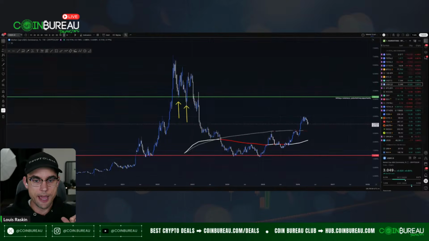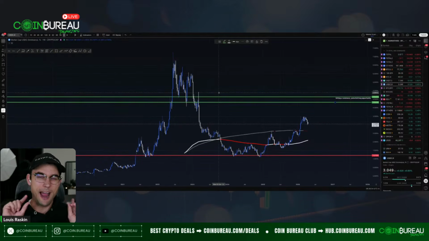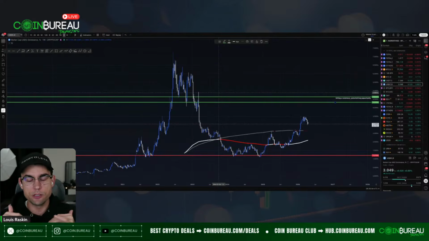So I just look at that and I say, okay, this is the area that I want to be looking at. And it's also important to have a range. You don't want to just have one single line. This is something I've learned.